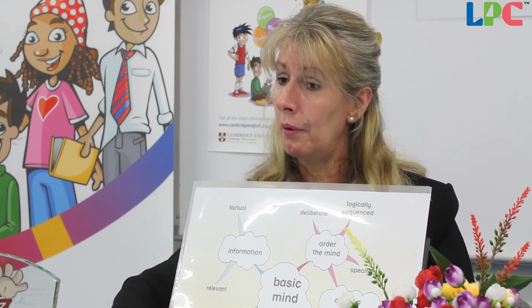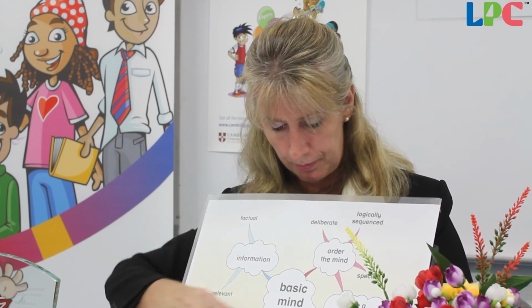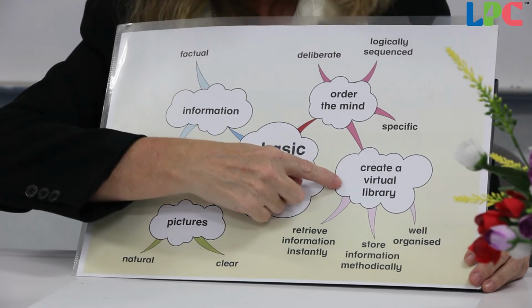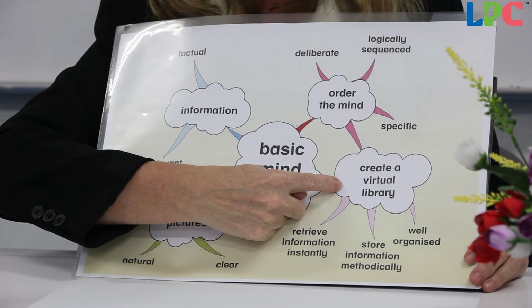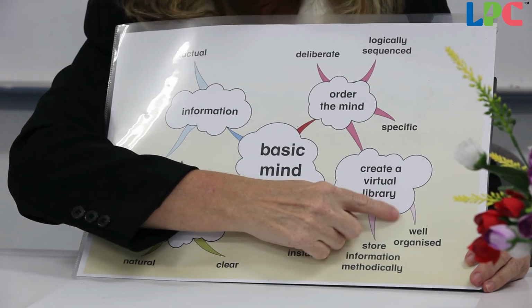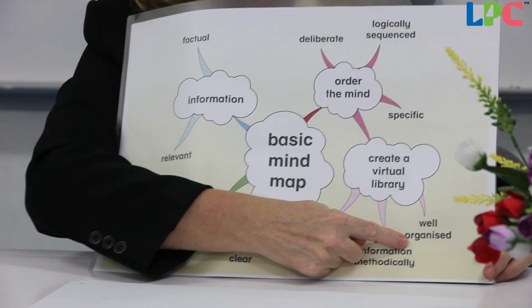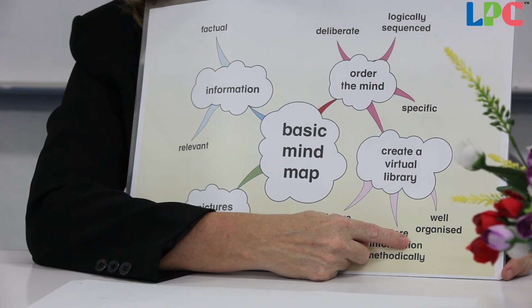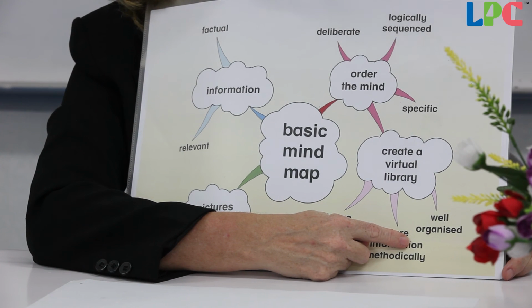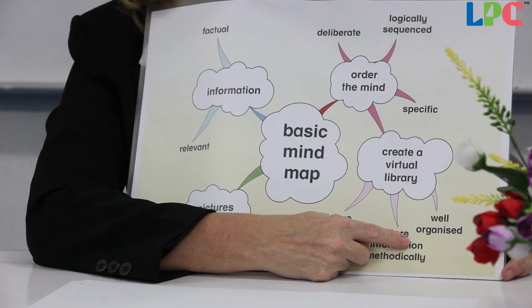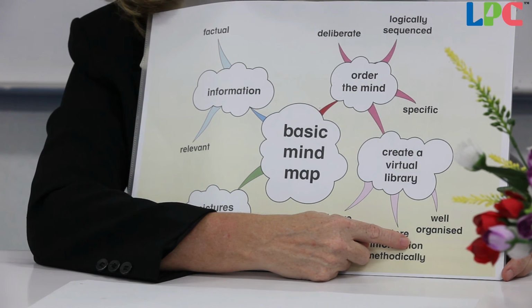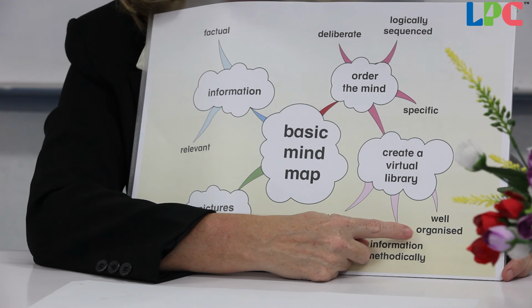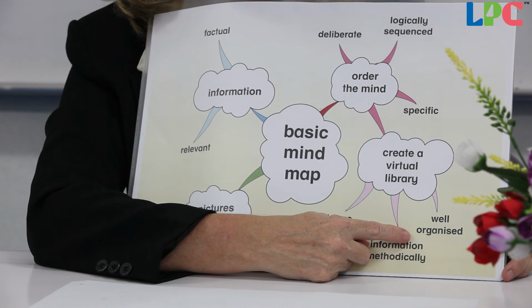Coming back to our mind map of mind maps, a mind map creates a virtual library. It is well organized. Think about your physical environment. A well-ordered environment promotes speed, efficiency, and productivity. Likewise, a well-ordered mind is able to achieve significantly greater speed, efficiency, and productivity than one which is cluttered with random and sometimes useless information.